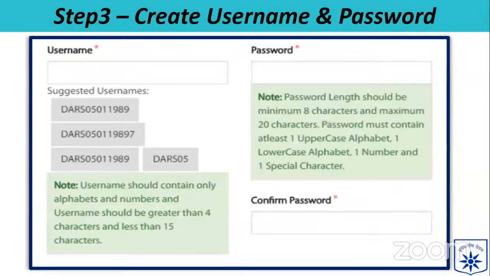If you are creating a username and password, these are the guidelines given on the website on how to create your username and your password. The username should contain only alphabets and numbers, and should be greater than 4 characters and less than 15 characters. About the password, the guidelines say it should be a minimum of 8 characters and a maximum of 20 characters. The password must contain at least one uppercase alphabet, one lowercase alphabet, one number and one special character. Once you create your password, you have to confirm your password. So that is step 3.